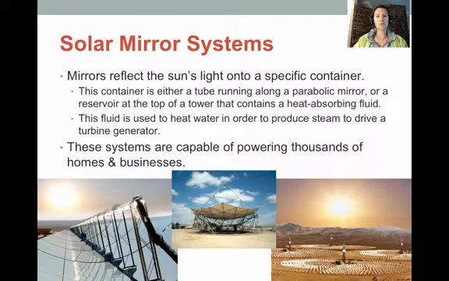Let's start out with talking about mirror systems. Now there's all different types of mirror systems, and this was the first type of solar that we had available to us. And basically what you're doing with a mirror system is you're taking a mirror and you're reflecting the sun's light onto some kind of container that is holding this fluid that contains all these different chemicals that basically allows it to absorb a whole lot of heat. And they can get really hot, up to like several hundred degrees.